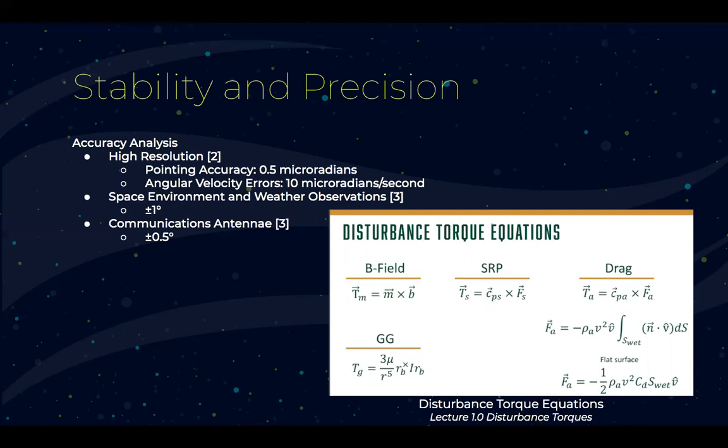Different missions have different thresholds for how stable and precise the spacecraft must be during orbit in order to deem the mission operational. These values are listed as accuracy analysis, and here are some examples. For high-resolution imaging missions, the pointing accuracy must be no greater than 0.5 microradians, and the angular velocity errors cannot exceed 10 microradians per second. Space environment and weather observation missions must not exceed plus or minus 1 degree in consistency, and communication satellite antennas must be pointed within a half degree of the intended target.